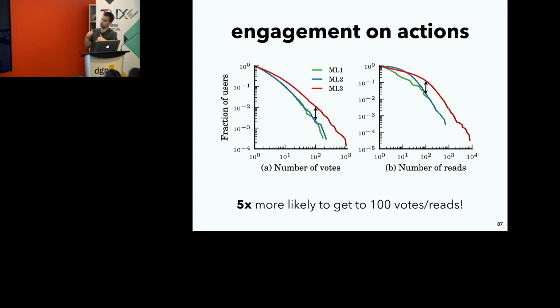So these distributions, although they look maybe close, are CCDFs on log-log plots. So any gap between these curves is actually pretty huge. ML1 and ML2 were almost identical, and then ML3 was just pushed way out. So the tails got pushed way out on the ML3 class. This is on voting and reading. These are the actions that we badgified.